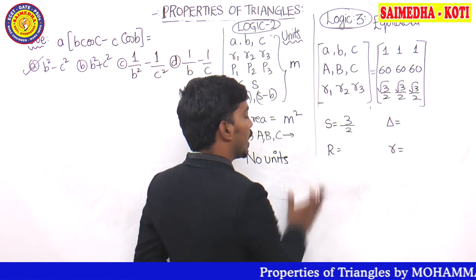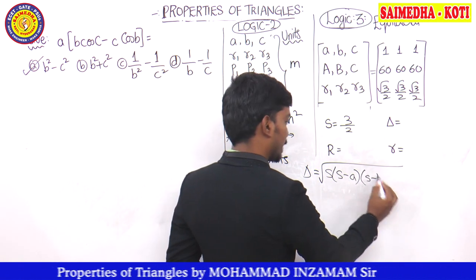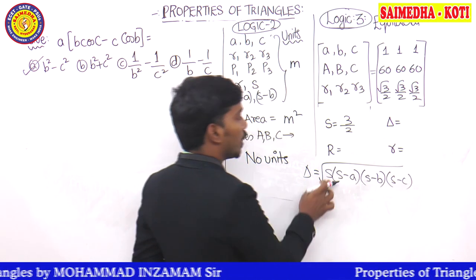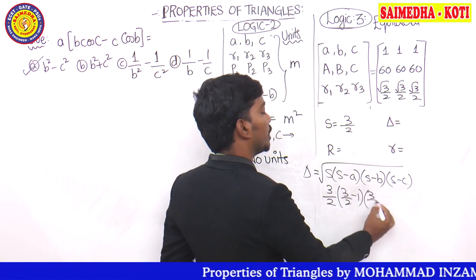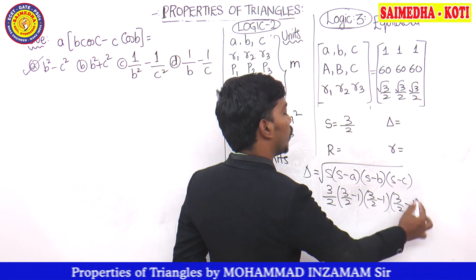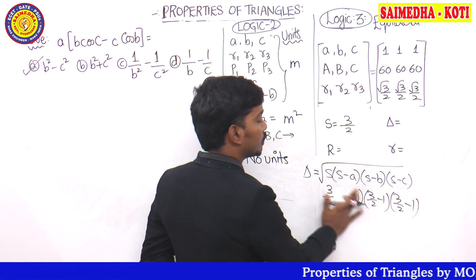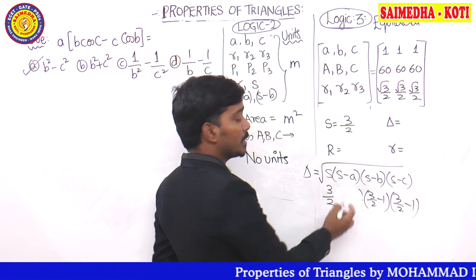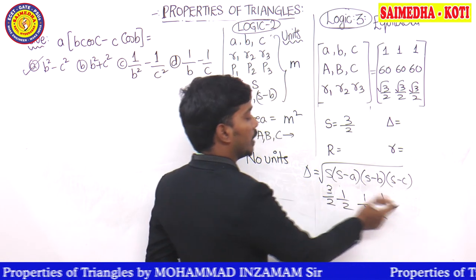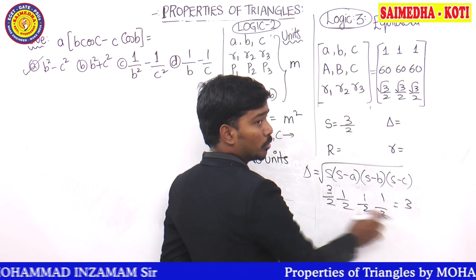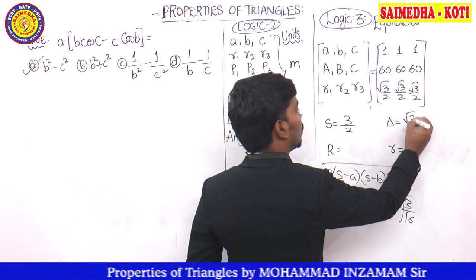What is the formula for delta? Delta equals root of S into S minus a, S minus b, S minus c. The value for S is 3 by 2. 3 by 2 minus 1, 3 by 2 minus 1, 3 by 2 minus 1, because a, b, c values are 1, 1 and 1. Substituting, 3 by 2 minus 1 is going to become 1.5 minus 1, it is 1 by 2, 1 by 2 and 1 by 2. Numerator 3 times 1, 1, 1 becomes 3. Denominator 2, 2, 2, 2 is 2 to the 4, which is 16. Root of 3 divided by 16. The answer is going to become root 3 divided by 4.